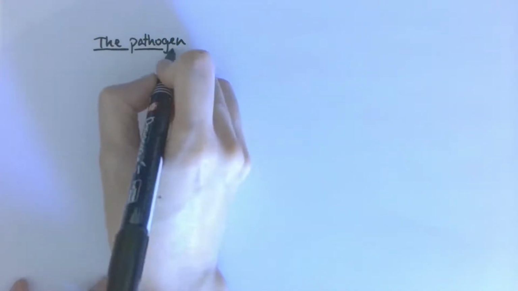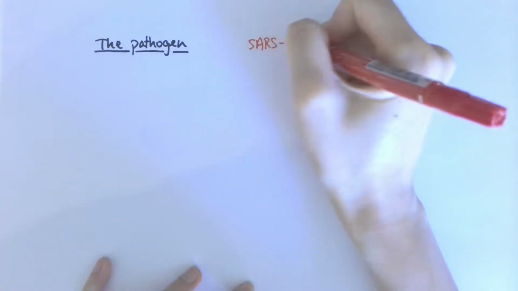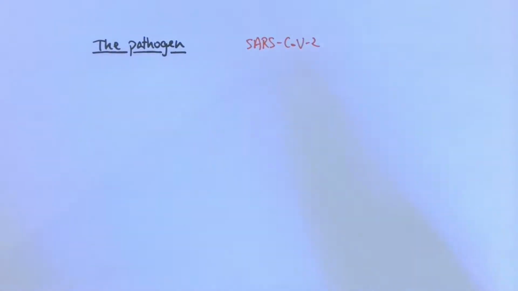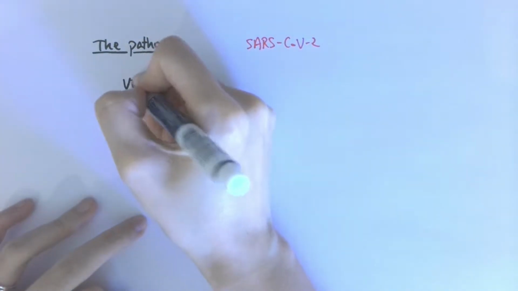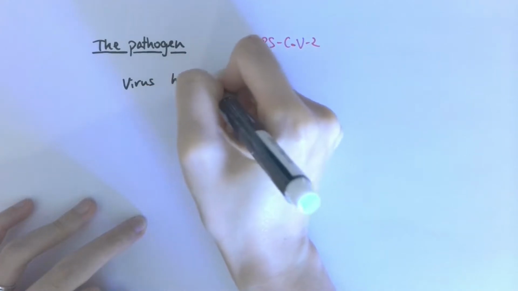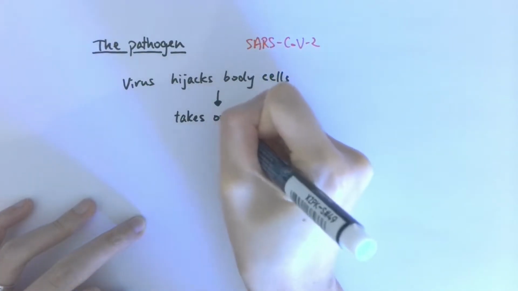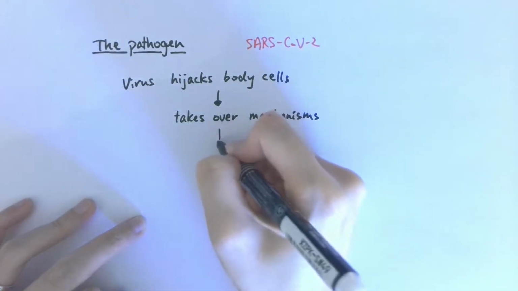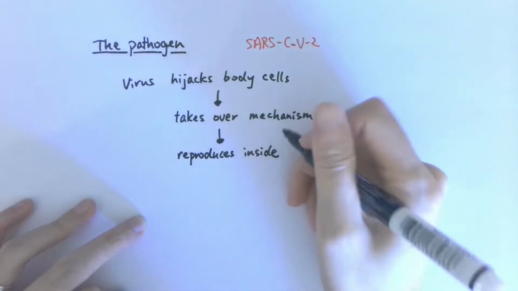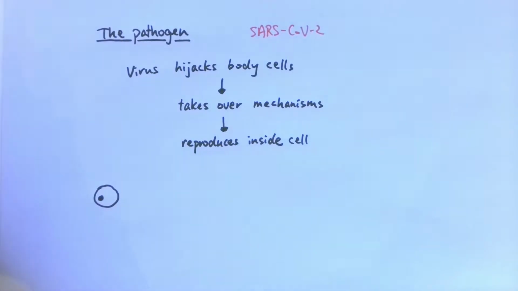The coronavirus pandemic is caused by a pathogen called SARS-CoV-2, short for Severe Acute Respiratory Syndrome Coronavirus 2. As the name implies, it's a virus, meaning it hijacks the body cells and takes over their mechanism to reproduce inside them. The body cells are destroyed in the process, which is how it makes us ill.